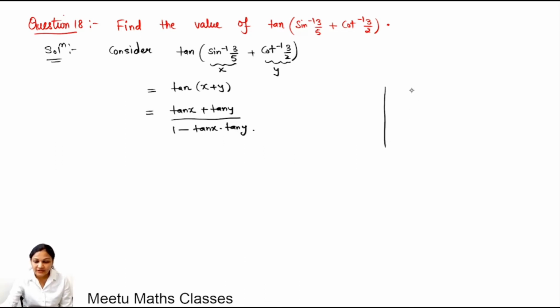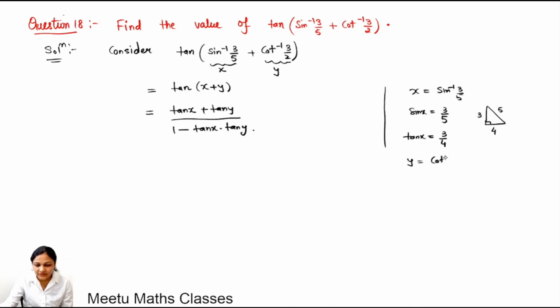Now we know that x is equals to sine inverse of 3 by 5. So sine x is equals to 3 by 5. If we consider a right angle triangle, then sine x is perpendicular upon hypotenuse. So using Pythagoras theorem, your base will be 4 and tan x will become 3 by 4. Similarly, your y is cot inverse of 3 by 2. So cot y is equals to 3 by 2. If we consider a right angle triangle and acute angle as y, then your cot y is base upon perpendicular. So using Pythagoras theorem, your hypotenuse will be root of 9 plus 4, that is root 13. So tan y is equals to 2 by 3.